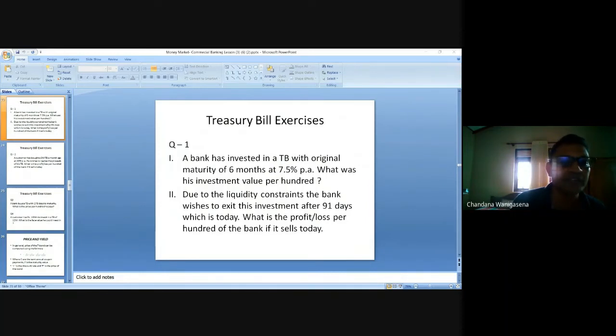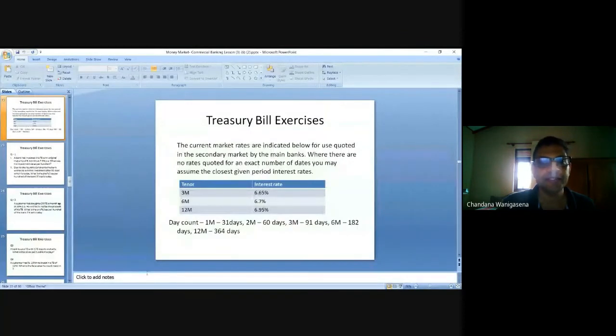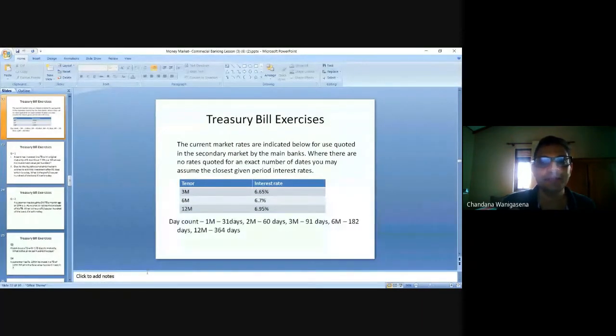investment after 91 days, which is today, 91 days, right? So another 3 months to go, right? What is the profit? So let's see now. So how are you going to do that? So 91 days. So 3 months. Now the rate is 6.65. For 3 months, the interest rate is 6.65. Now we substitute that.